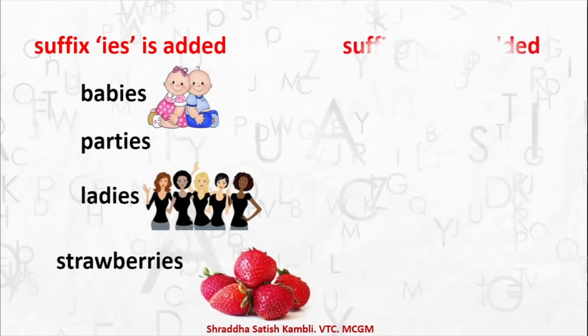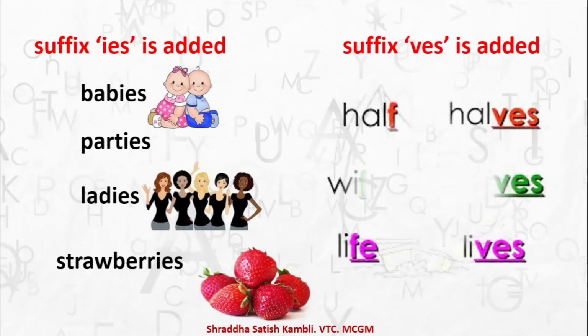Plus we also have the suffix VES sometimes added to make plural. So let's take a look at the examples. So you have half, which becomes halves. You have wife, which becomes wives. You have life, which becomes lives. You have knife, you have leaf, and so many other examples also. Alright, so this was in detail about suffix, what is the meaning of a suffix, and what all work the suffix does in vocabulary.